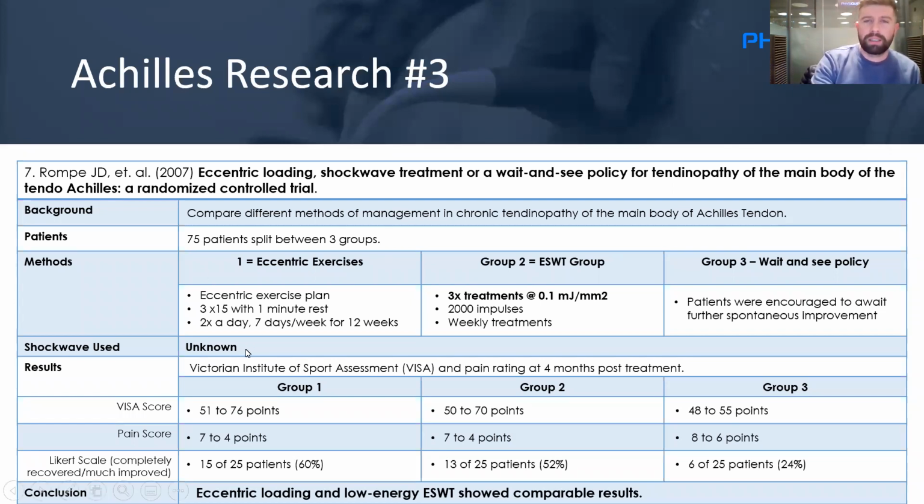Are much lower energy, but it's very fixed at 0.1 millijoules. 2,000 impulses are pretty consistent with previous weekly treatments, again, consistent with the treatment previous as well.